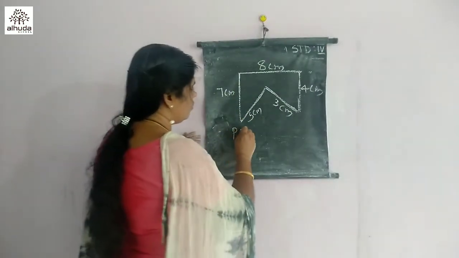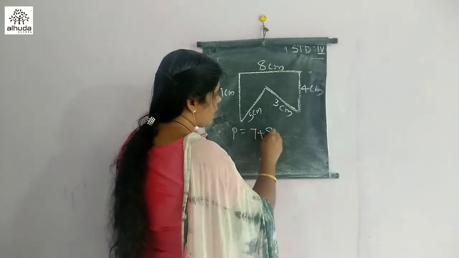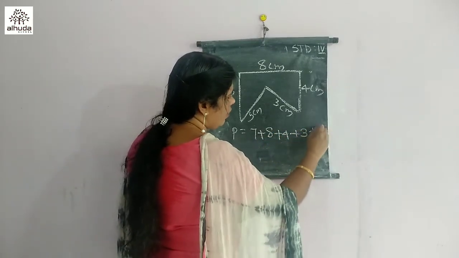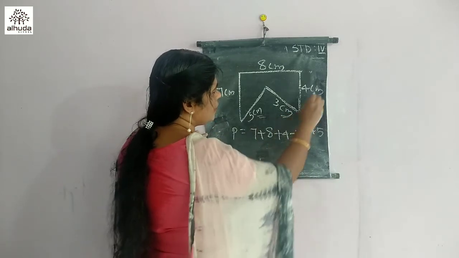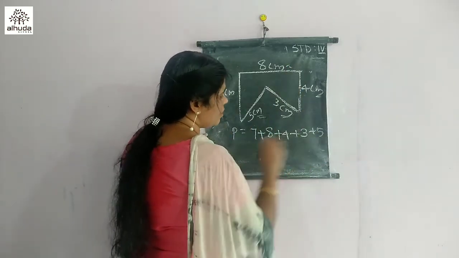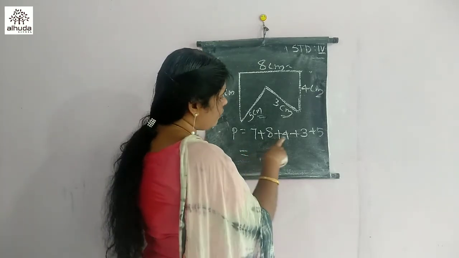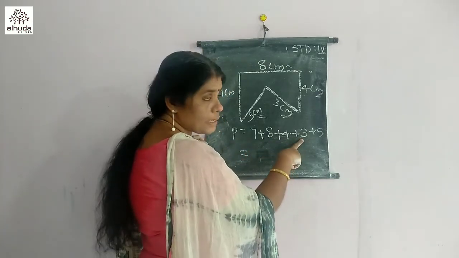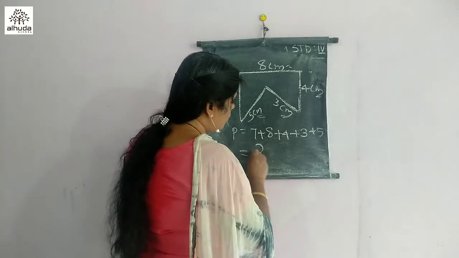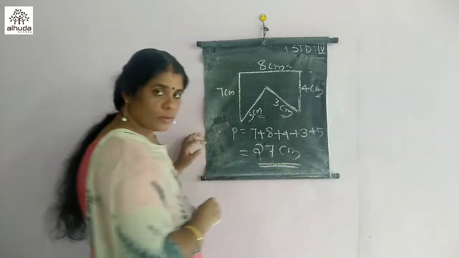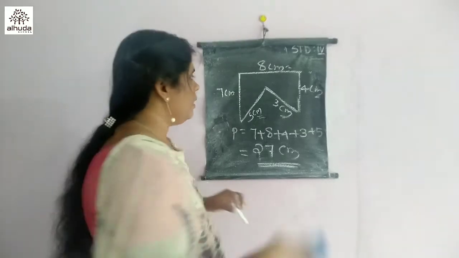Then perimeter is equal to 7 plus 8 plus 4 plus 3 plus 5. All are in same unit, centimeters now. So centimeters, the answer will come. So 7 plus 8, 15. 15 plus 4, 19. 19 plus 3, 22. 22 plus 5, 27 centimeter. Okay. Another example.